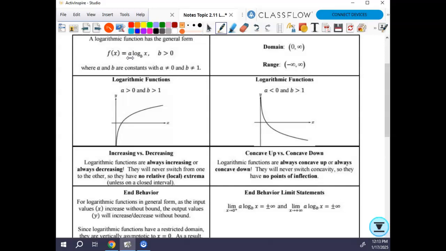And b is greater than 0. But b being greater than 1 and b being between 0 and 1 give you two different graphs, which we'll talk about, just like they did for exponentials. And again, like we talked about yesterday, a and b are constants and can't be 0 or 1.